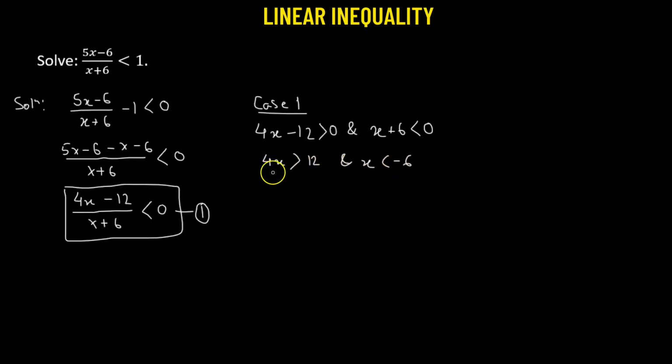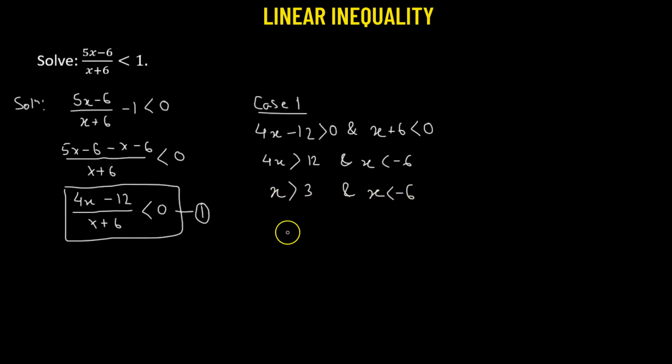Now we'll divide both sides by 4. So this gives us x greater than 12 divided by 4, which is 3. Now when we divide by a positive number, which is positive 4 in our case, the sign of the linear inequality is not going to get affected. Now we have x less than negative 6.